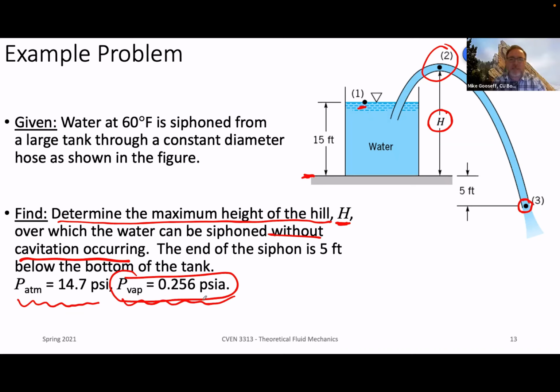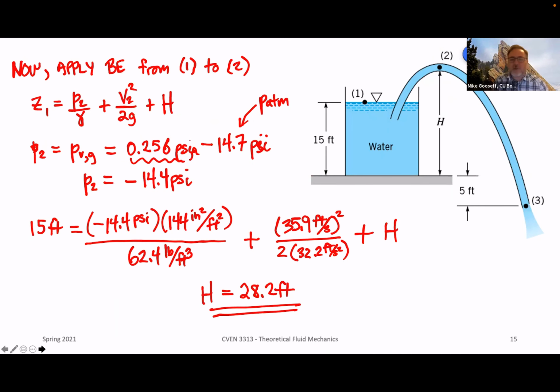One of the things I hope you guys are learning across your classes is often you're given conditions like without cavitation occurring or without something occurring, and that means that you're substituting that value into these equations to go into more of a design mode. What is the limit of what we can do here for this particular situation? Okay, so that ends that.